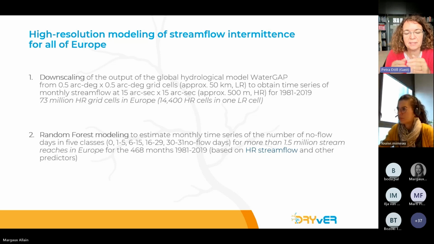So how do we do that? We look at all basins that are larger than 2 square kilometers. That's the minimum size that we use. So we have as input to the random forest modeling the streamflow estimates, but then also other predictors that are physiogeographic predictors.